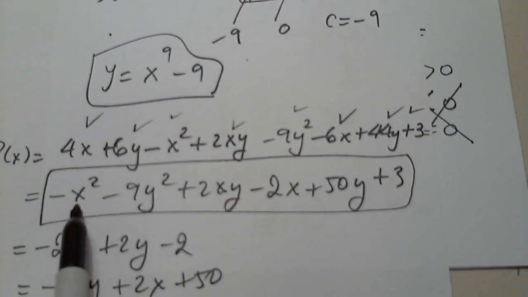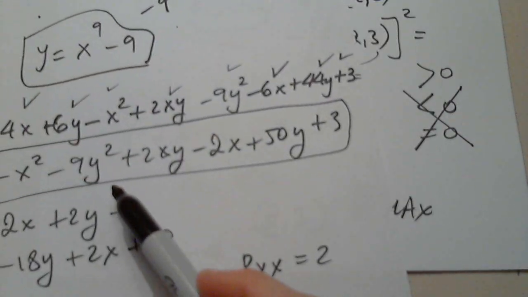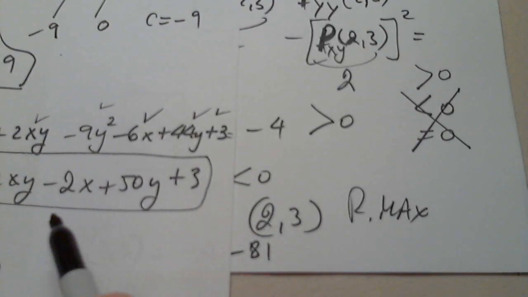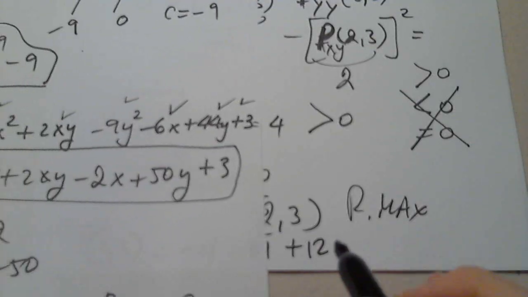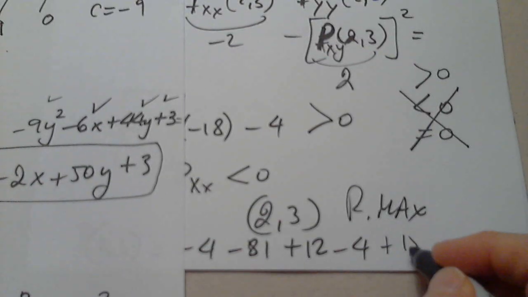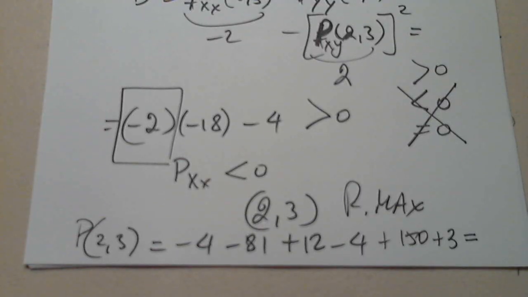So 2 squared, 4 with minus in front. 9 times 9, 81. Plus 2 times x times y. 4 times 3 is 12, plus 12. Minus 2 times 2, minus 4. Plus 50 times 3, 150, and plus 3. Okay, so I'm just going to calculate minus 81 plus 12 minus 4 plus 153. I got 76.